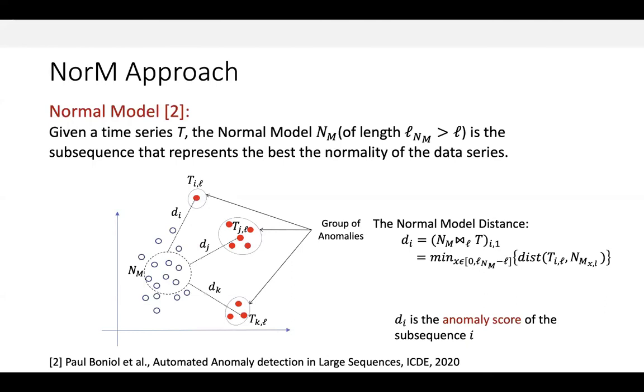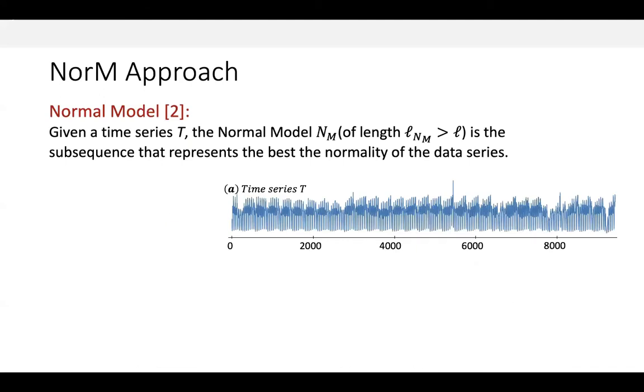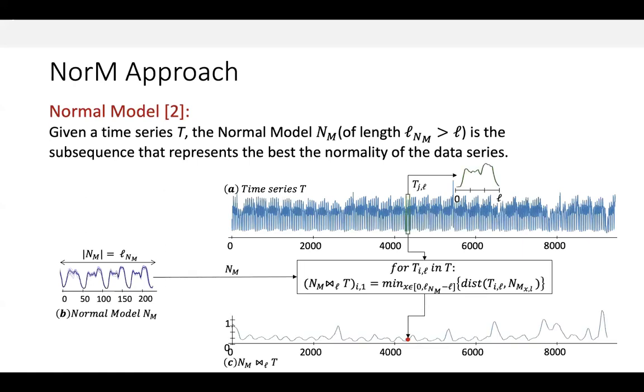A method, called NORMA, has been proposed to compute the aforementioned data structure. This method operates as follows. For a given data series T, we compute the normal model NM. We then compute the distance of every subsequence of T to that normal model. The subsequences with the highest distance to that normal model are then considered abnormal.